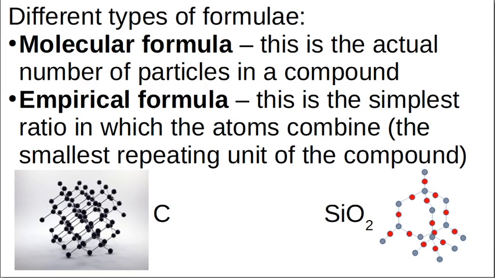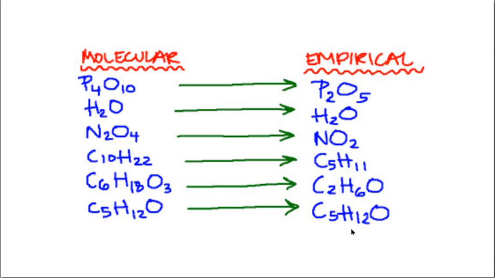Okay, so for instance, things that would have an empirical formula would be like this. This is a diamond, and we're just going to write the letter C. We don't actually know how many atoms there are, but it is only carbon. And silicon dioxide, this is an empirical formula because we don't actually know how many atoms there are, but the ratio is 1 silicon to 2 oxygens. Okay, so they're similar, but they're not exactly the same.